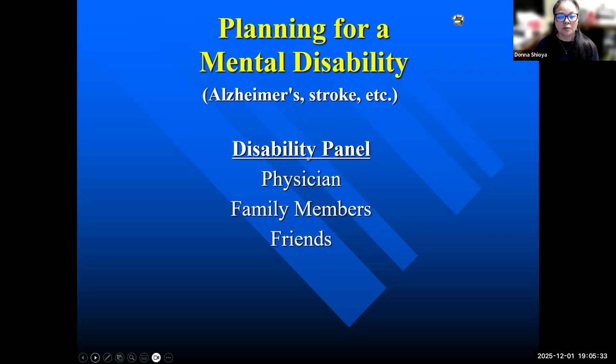Okay. So those people, you would work together with the estate planning attorney. You would come up and build your disability panel. You can decide whether that's by unanimous vote, by majority vote, majority with spouse in the majority. We have all different ways.